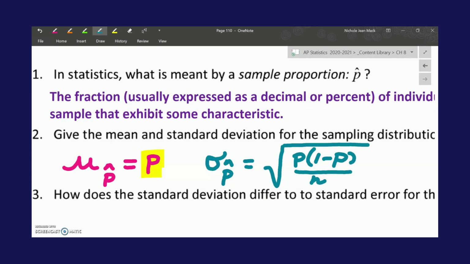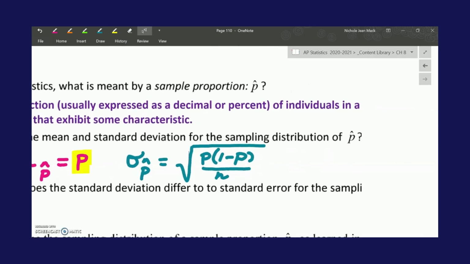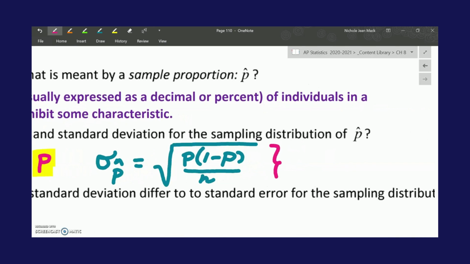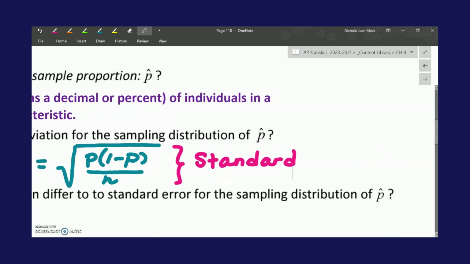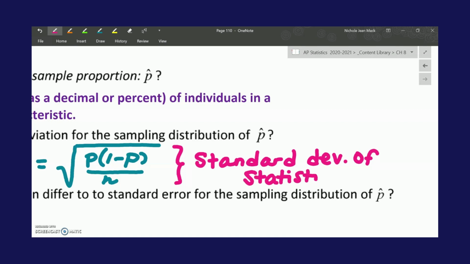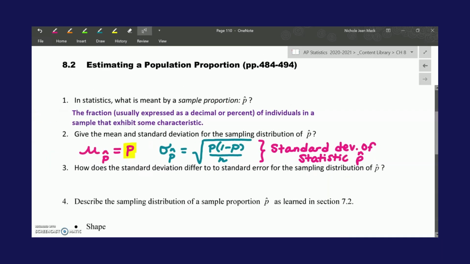So this is actually how we calculate it. I'm going to make a note of that, and you might want to star this. This is the standard deviation of the statistic, not of the parameter. So it's of our sample, and it's p hat. It's the standard deviation of p hat, okay? So we're going to use these formulas over and over. You'll get to the point where you just know them.